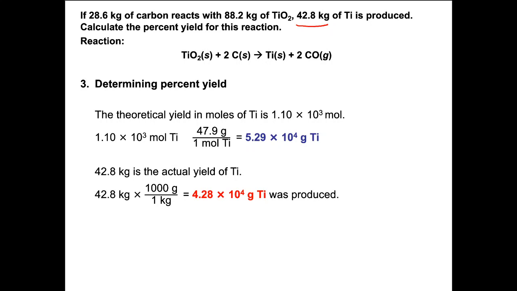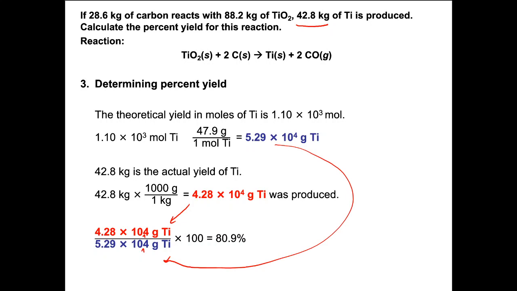So if we convert 42.8 kilograms to grams, then we can compare these two and do our percent yield calculation. These should be superscripts, excuse me. So just take the actual yield over our theoretical yield, divide those two, times 100, and we get 80.9% yield. So 80.9 is the percent yield for this reaction.